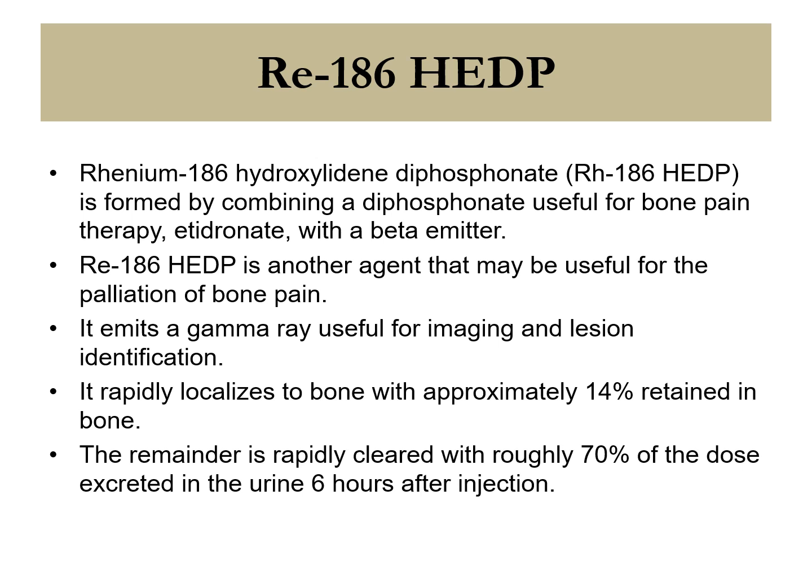Next, we have rhenium-186 HEDP, which is formed by combining a diphosphonate useful for bone pain therapy, etidronate, with a beta emitter. It is another agent that may be useful for the palliation of bone pain. It emits a gamma ray, so it is useful for imaging and lesion identification. It localizes to the bone at approximately 14%. The remainder is rapidly cleared, with roughly 70% of the dose excreted in the urine 6 hours after the injection.